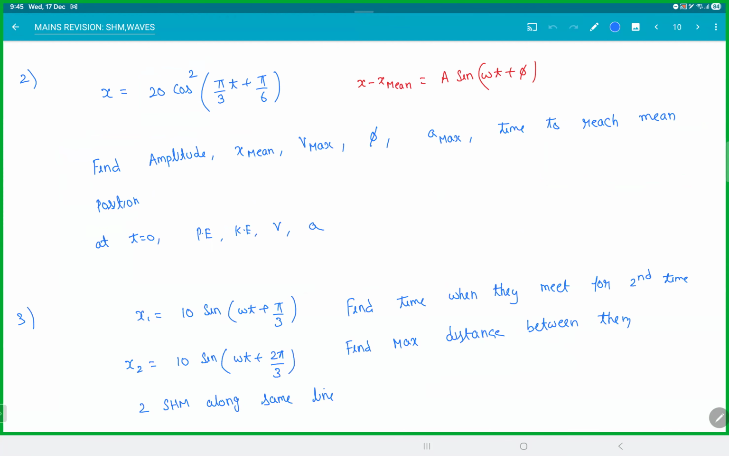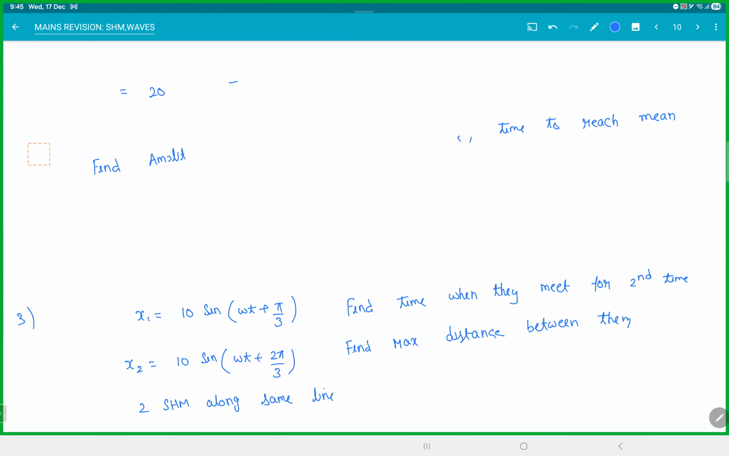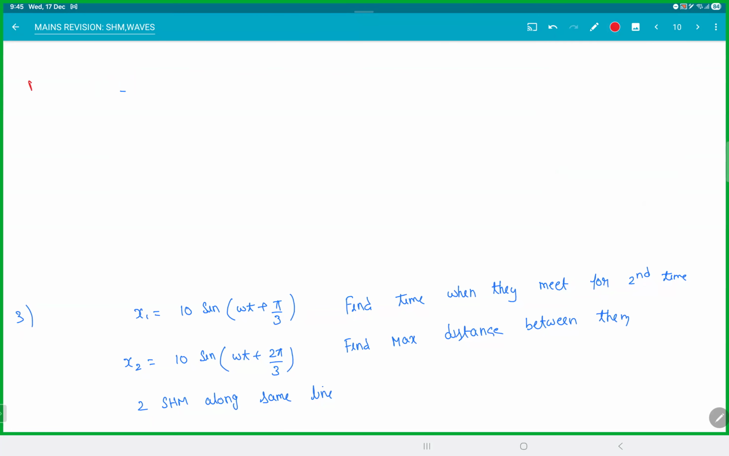What about the second one? Find the time when the two particles meet and find the maximum distance between them. Do you guys remember the formula for that maximum distance? That's a straightforward formula. You should definitely mug it up. You won't have time to derive it in the exam. The max distance formula is given by 2A sine phi by 2, where phi is the difference in the phase angle, phi 1 minus phi 2.